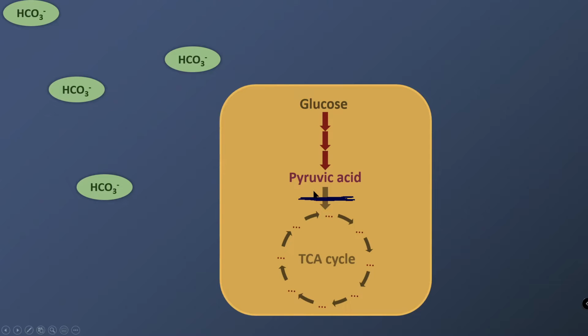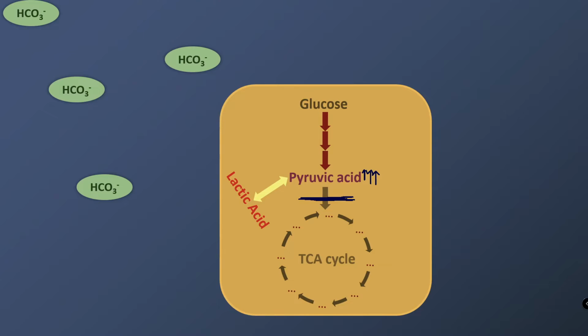So what will happen? Due to low oxygen, pyruvic acid won't be much funneled into the TCA cycle, and the TCA cycle will slow down, right? So pyruvic acid will start to accumulate inside the cell, right? And when pyruvic acid accumulates inside the cell, it will be converted into lactic acid.